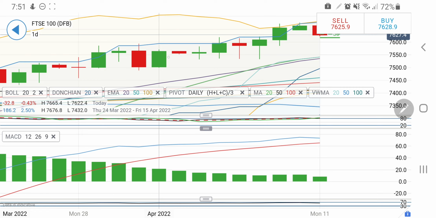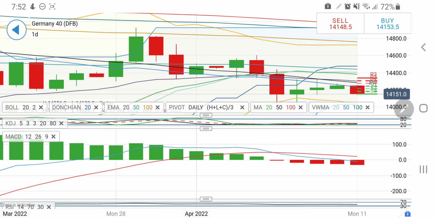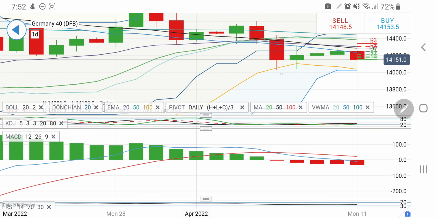Take your positions accordingly. Now let's have a look at Germany 40. See, Germany 40 on the daily charts is now breaking out of this zone, indicating strong bearishness here. But any move beyond 14300 is something we'll be looking out for. Rather, I will say 14300 is going to be a strong resistance zone. Till the time it remains below 14300, my expectation for Germany 40 is to hit 14,000 levels. And yes, it is coming out of this consolidation, indicating strong bearishness here.